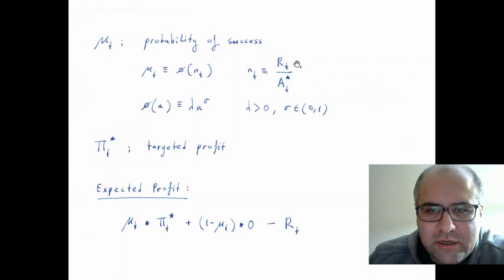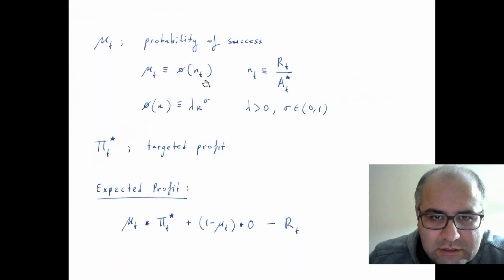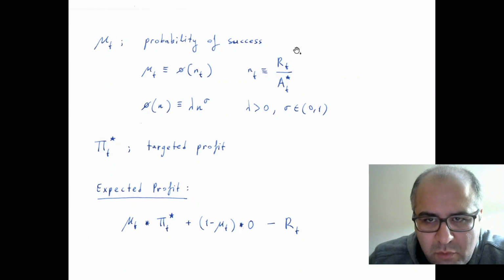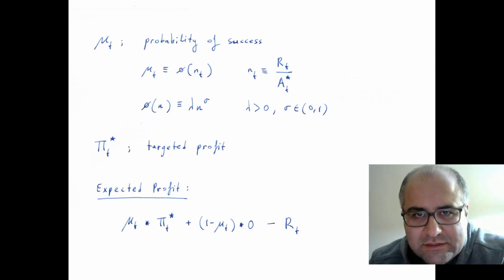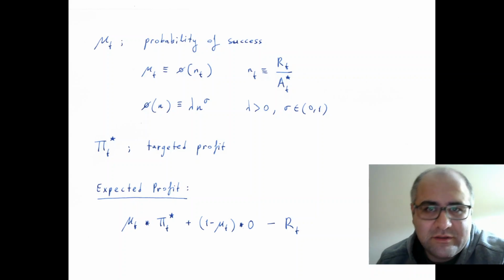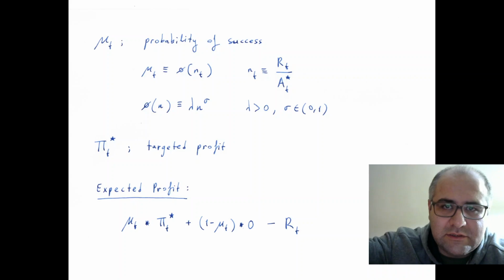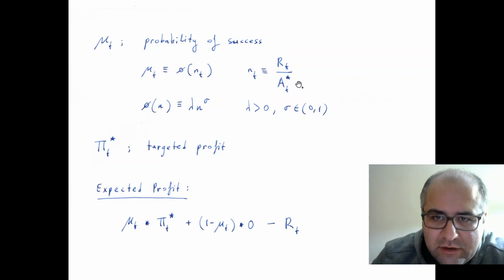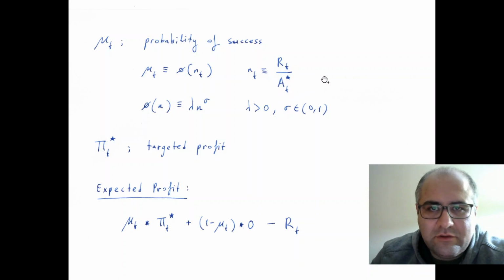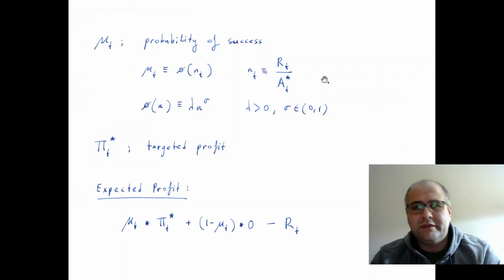So what's happening here? We assume that this probability depends positively on R and negatively on AT star. So if I spend more on research, then my probability of success is getting larger. But if I am targeting a very large productivity level, AT star, then the probability is getting lower. So this term here reflects this fishing out effect, or increasing complexity effect or something like that.